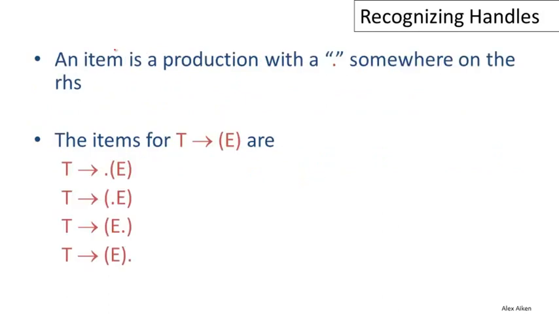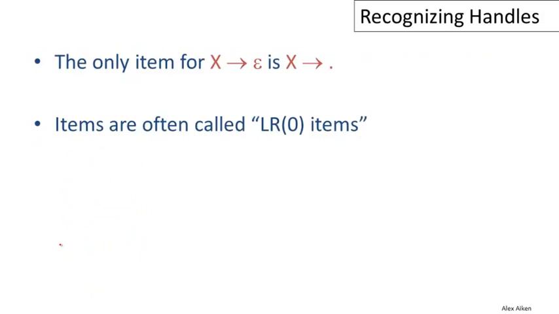The first definition we need is the idea of an item. Now, an item is a production that just has a dot somewhere on the right-hand side. So here's an example. Let's take the production T goes to open paren, E close paren. What we're going to do is put a dot in every possible position on the right-hand side. So we'll have one item where the dot is all the way at the left end. We'll have one where the dot is all the way at the right end. And then we'll have items where the dot is between every pair of consecutive symbols. So in this case, there are 4 items for the production.